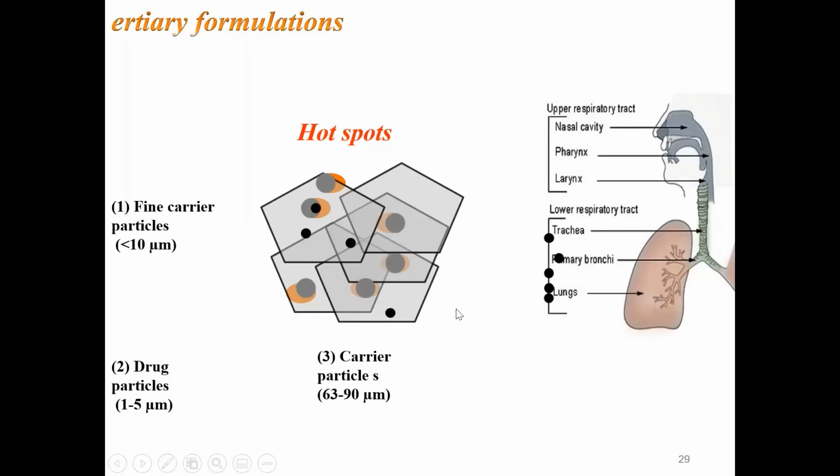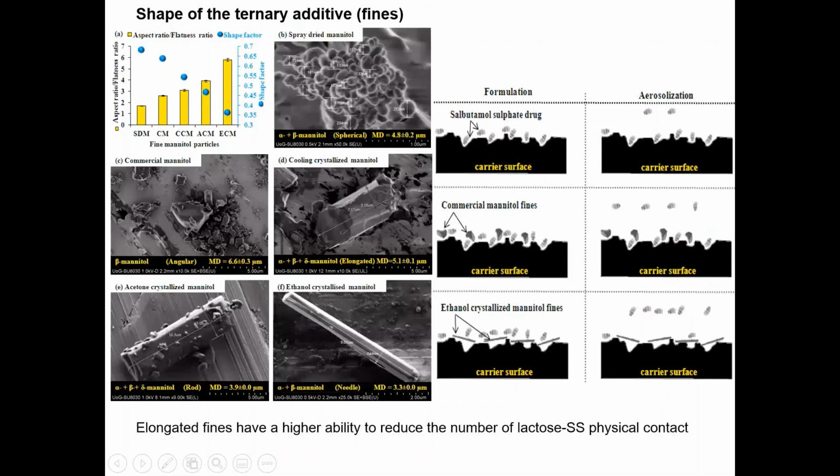What we did, we looked at the effect of the shape of these fines. We obtained spherical mannitol, which is less than 10 micrometers. We got rectangular shape mannitol, less than 10 micron, and also elongated mannitol. When you do not have any fines in the mixtures of mannitol and drug, your drug can be held by crevices, and your fine carrier also can go there, but you will get a poor detachment because these crevices can hold your drug particles.